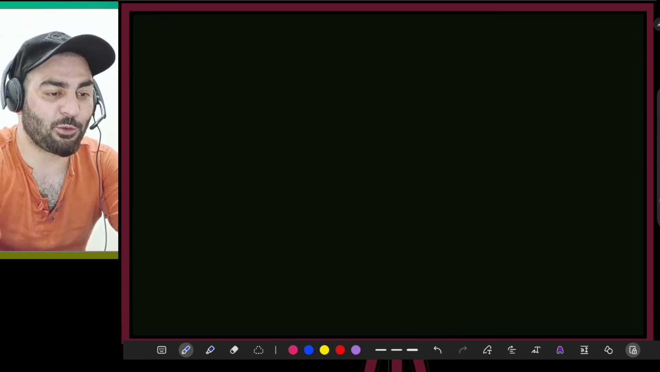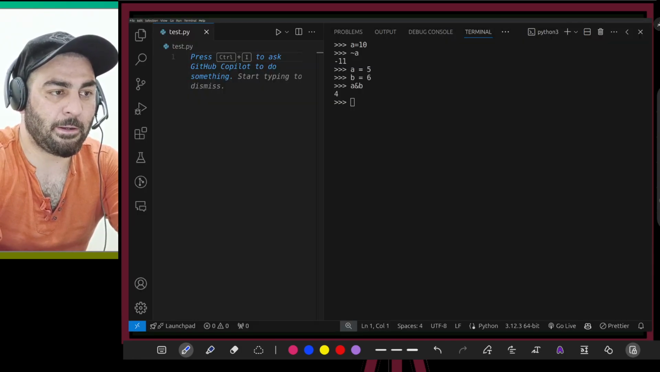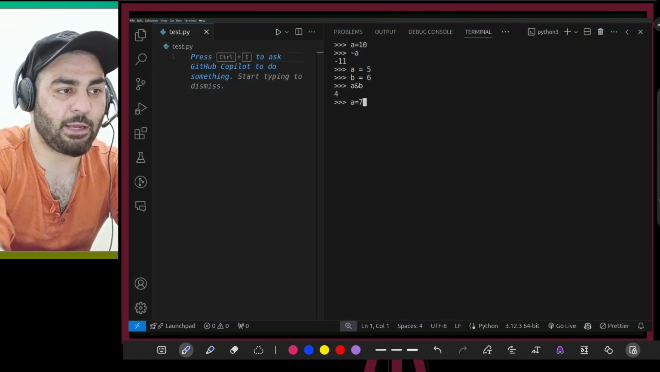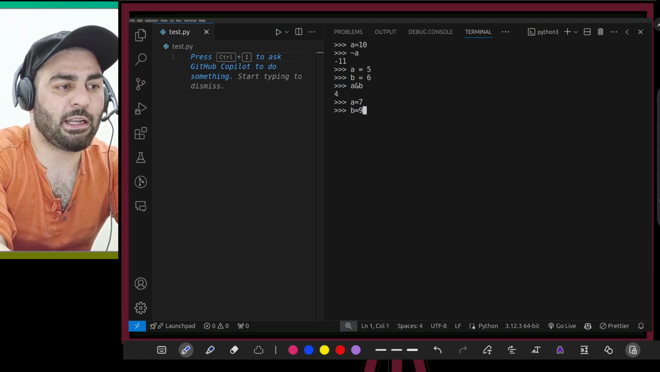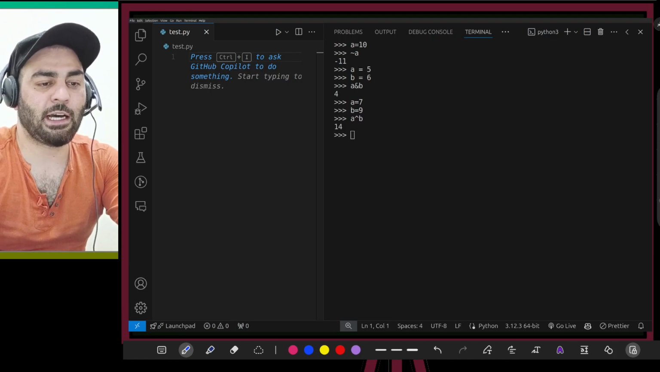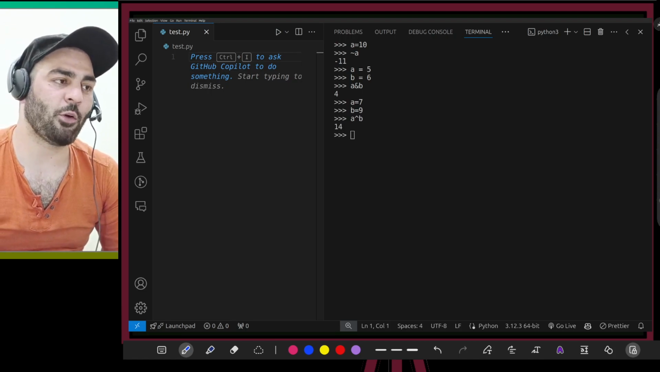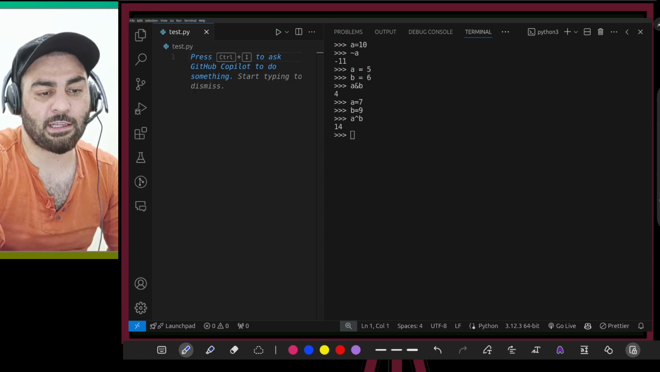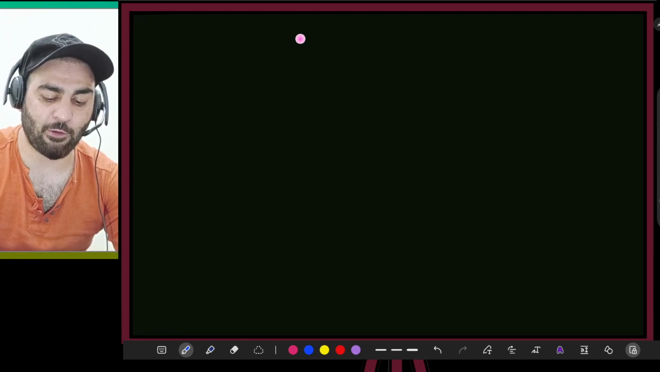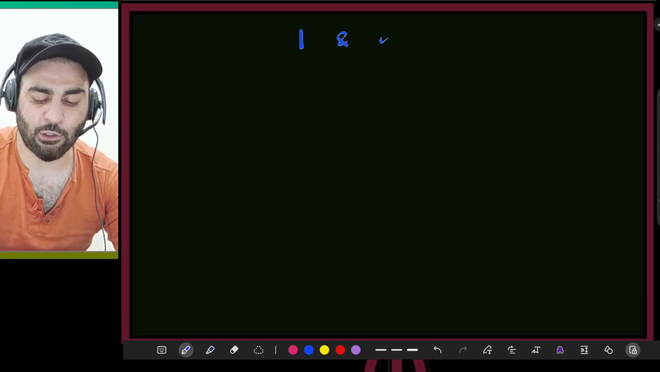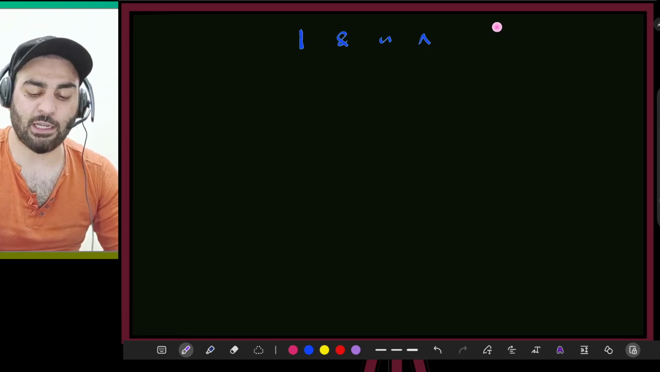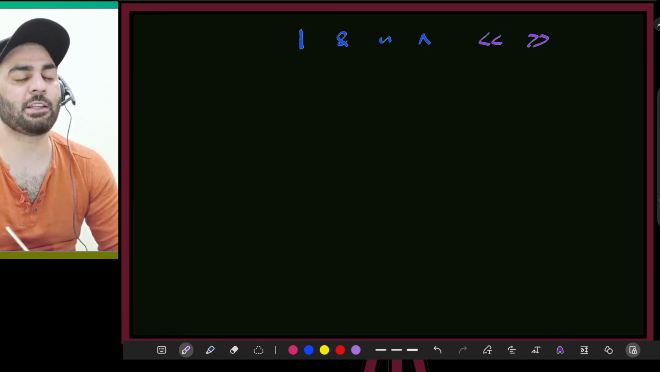Let's use Python to ascertain our calculation. Here, A was equal to 7 and B was 9, A exclusive OR B. That's 14. Now I hope that you got some hang of these XOR operations. So far we have covered 4 bitwise operations: OR, AND, NOT and exclusive OR. Now the last 2 operations we'll cover are called left shift and right shift.